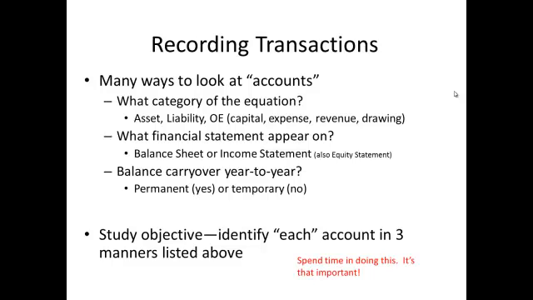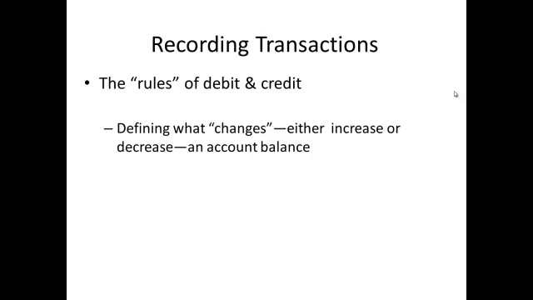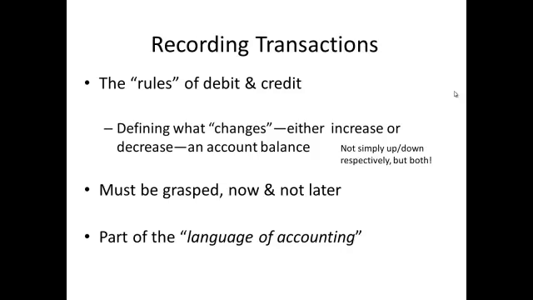Using accounts, declaring debits and credits to accounts that reflect their activity for each transaction recorded. The rules of debit and credit, again, define what changes, either increase or decrease, are occurring in an account balance. It's not simply up or down, respectively, but both. Debit means both increase and decrease. Credit means both increase and decrease. It depends on the specific account and where it appears in the equation. This must be grasped now, not later. This is part of the language of accounting, which we must learn to move forward in other chapters.